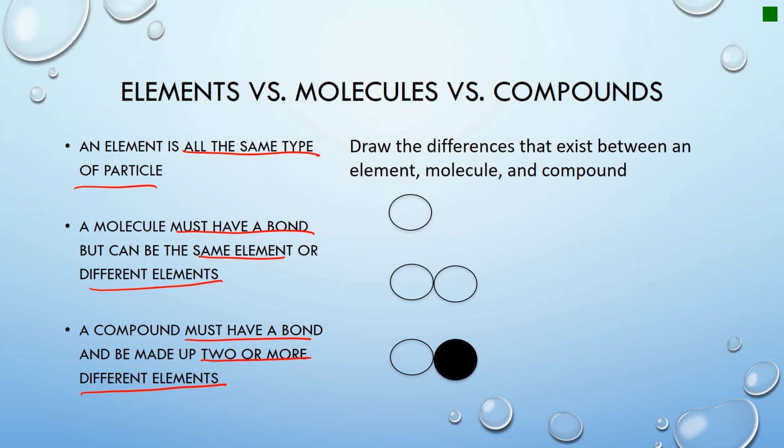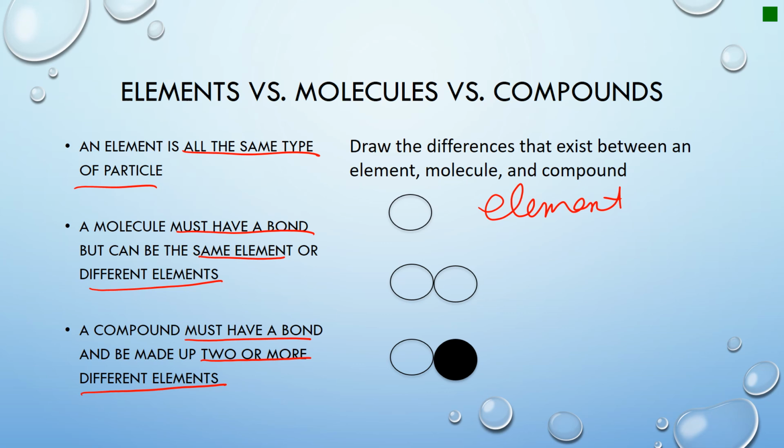Okay, the first one is definitely going to be an element. Why is it an element? Because it's all the same type of particle. And both molecules and compounds need to have bonds. I don't see it connected to anything, so I know that those are not molecules or compounds.